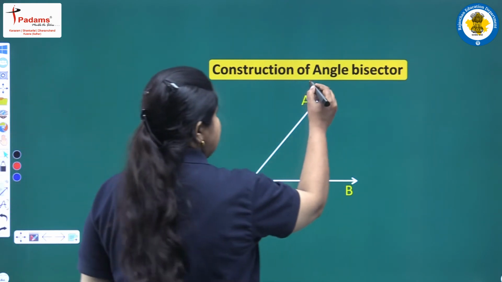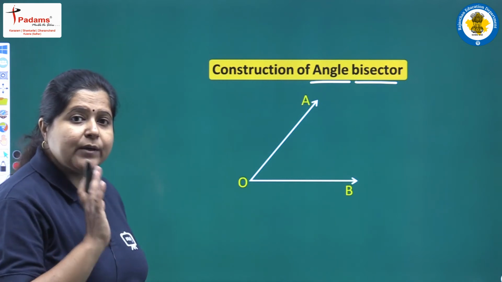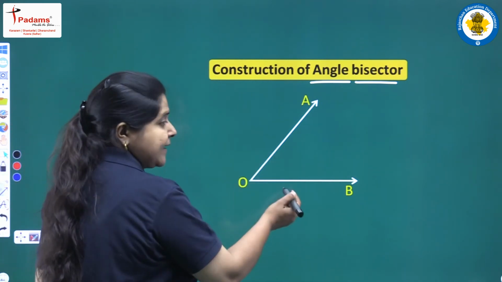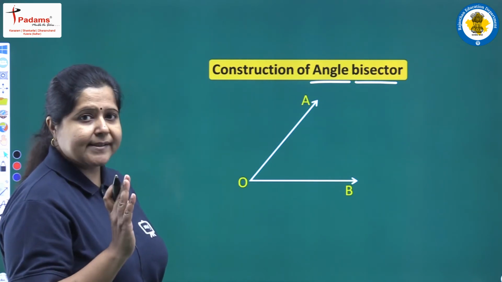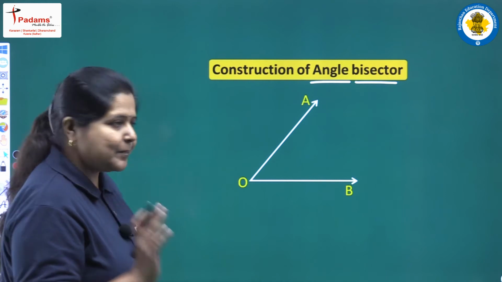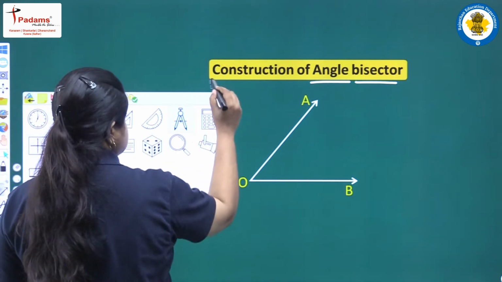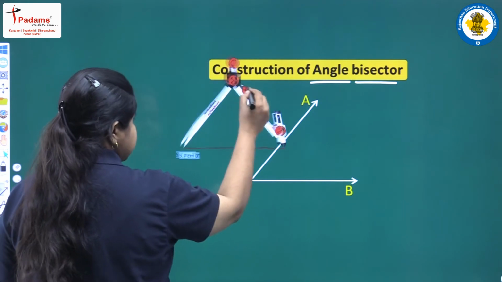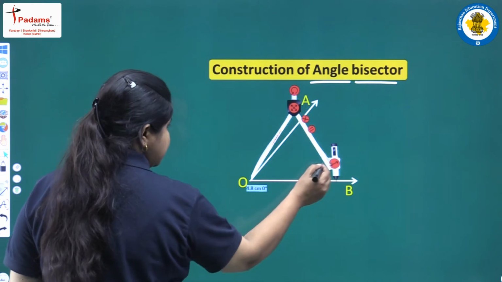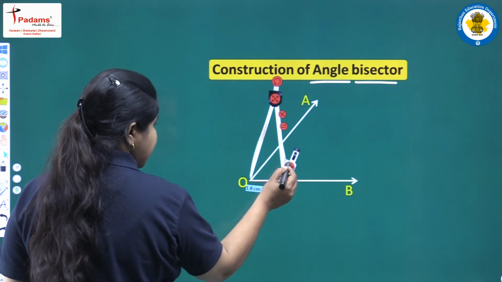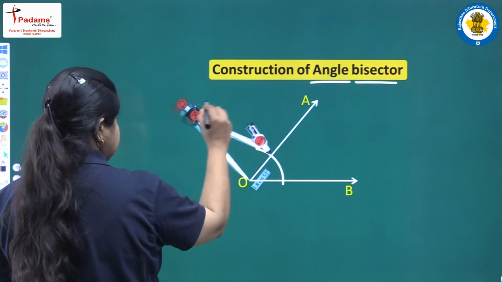What do you mean by angle bisector? Bisector means dividing into two equal parts, and here we have this angle with us. We will be dividing this angle into two equal parts. For this again we need a compass, and so we bring it here. First of all, we will be keeping the pointed end at O, and then again with a suitable radius we will be drawing an arc in this way.